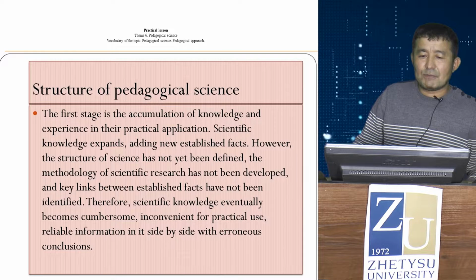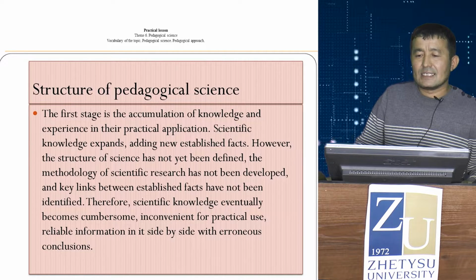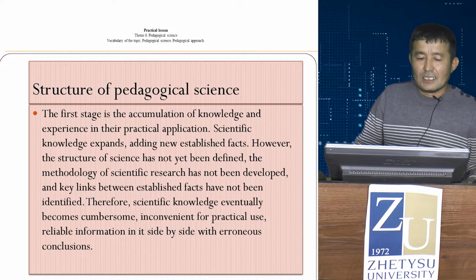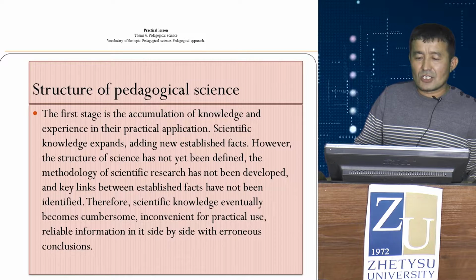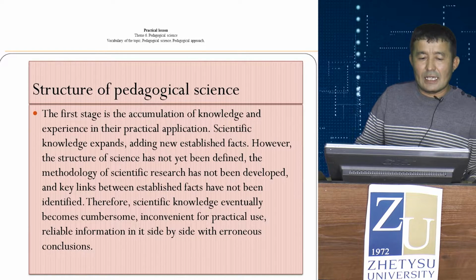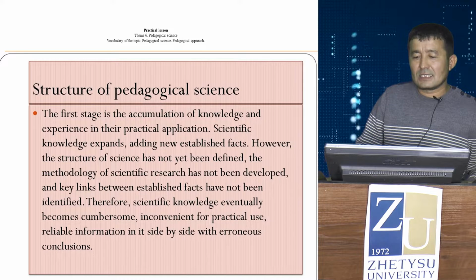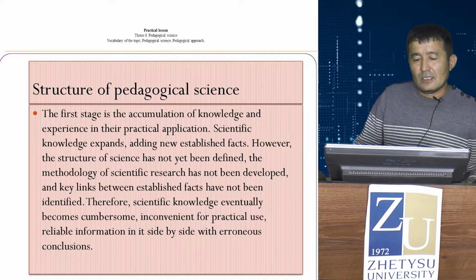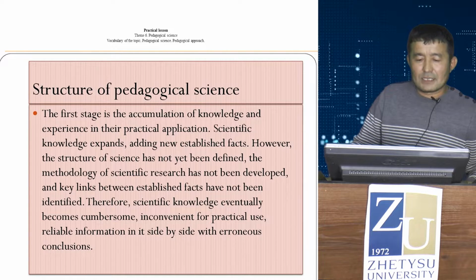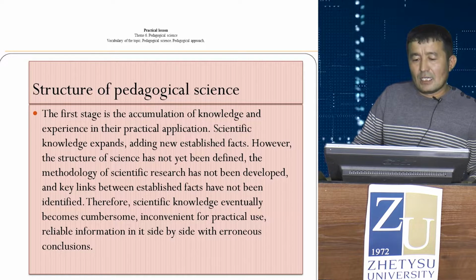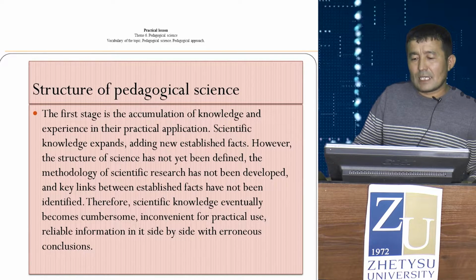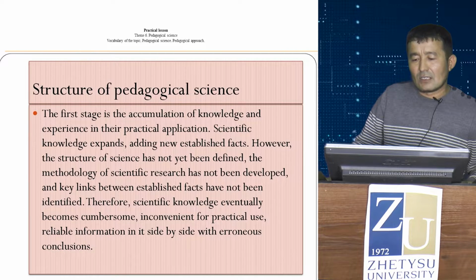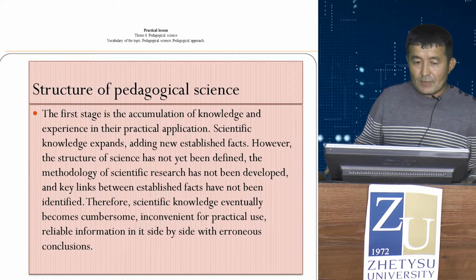Scientific knowledge expands, adding new established facts. However, the structure of science has not yet been defined. The methodology of scientific research has not been developed, and the key link between established facts has not been identified. Therefore, scientific knowledge eventually becomes cumbersome, inconvenient for practical use. Reliable information in it stands side by side with erroneous conclusions.